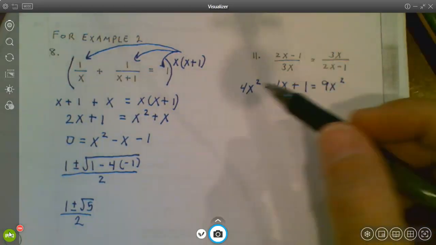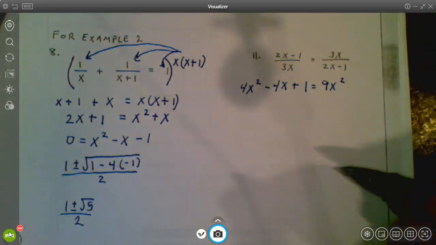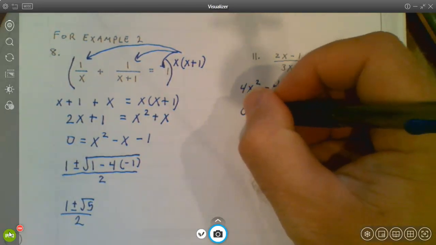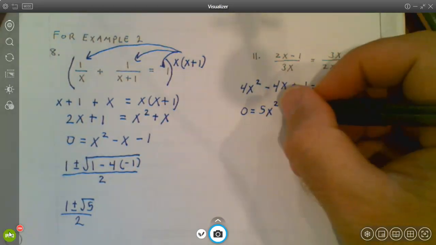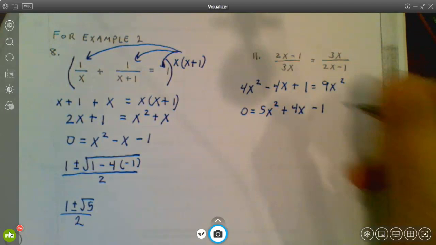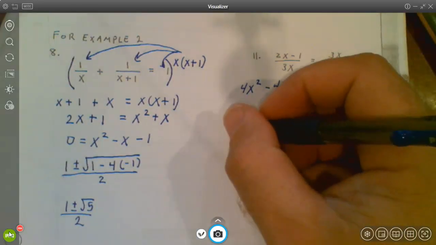So let's get everything onto the right side so that my leading term is positive. If I subtract over the 4x squared, it would become 5x squared. Add the 4x, subtract the 1, and we have our quadratic to solve. You could factor this one, 1 and 5 looks like it is factorable, or you could use the quadratic formula, whatever you feel more comfortable with.